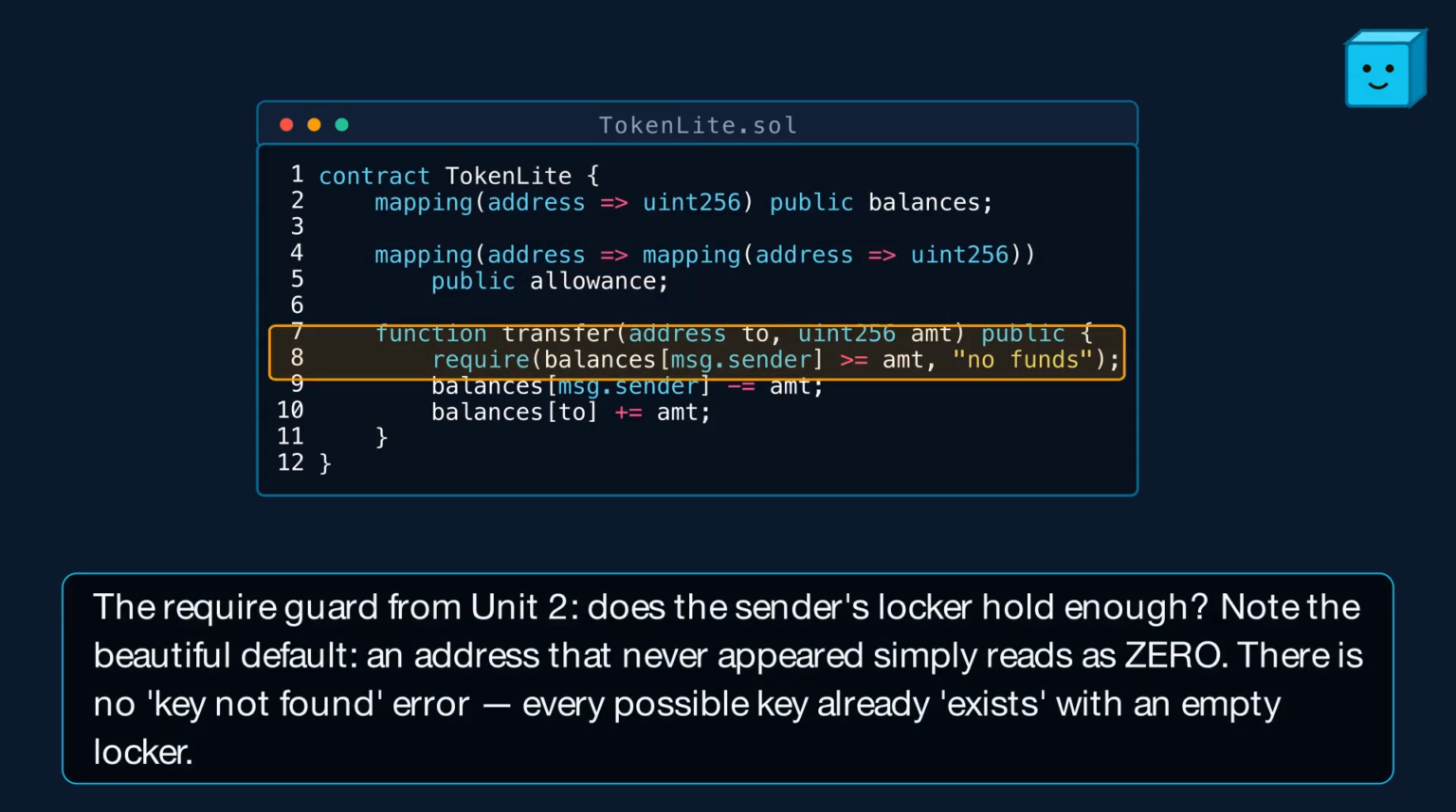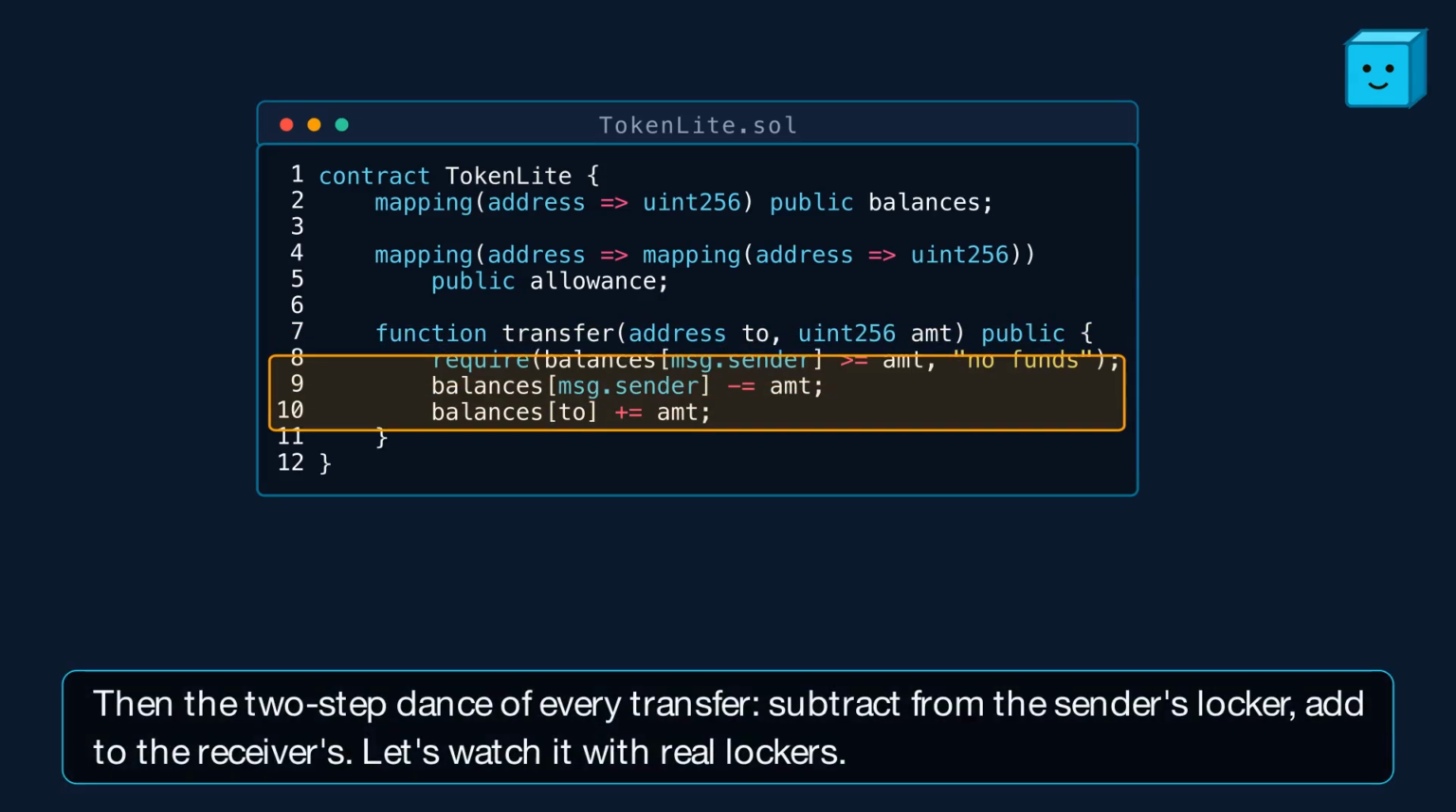The require guard from Unit 2, does the sender's locker hold enough? Note the beautiful default, an address that never appeared simply reads as 0. There is no key not found error, every possible key already exists with an empty locker. Then the 2-step dance of every transfer, subtract from the sender's locker, add to the receiver's.